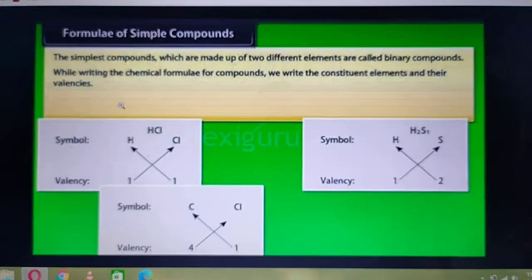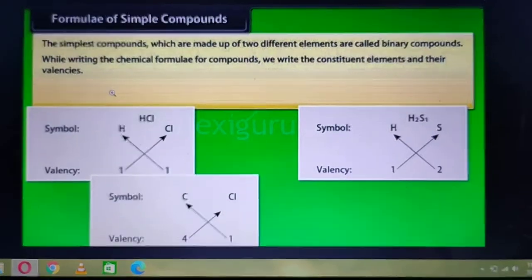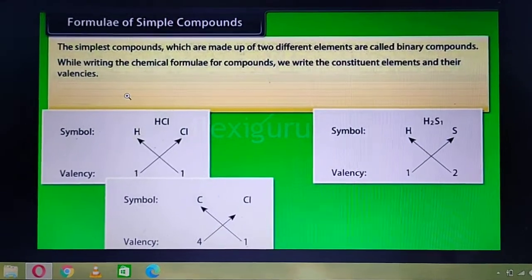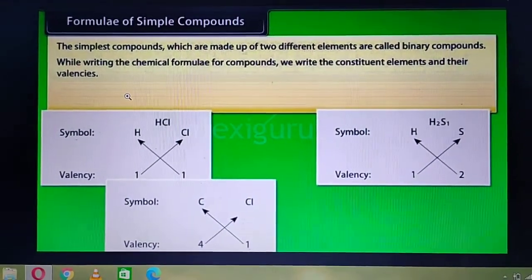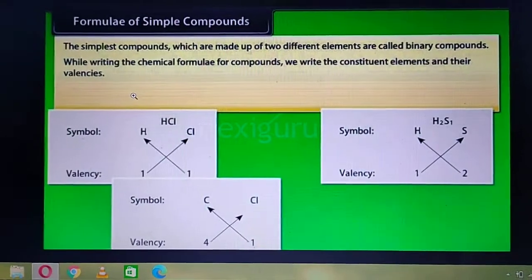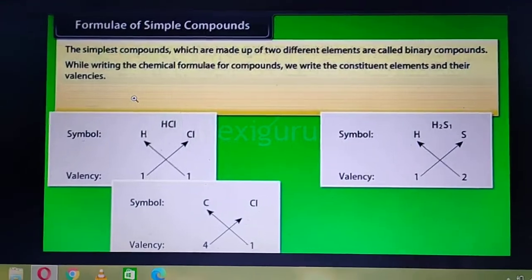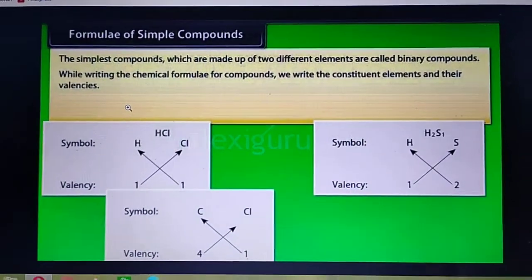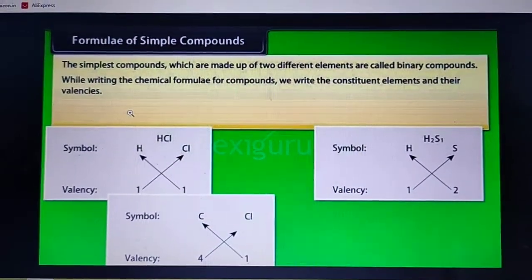Today we are going to discuss formulas of simple compounds from your chapter Atomic Structure. In this we are going to discuss the various formulas of different types of compounds. Like we know, every chemical compound has a specific name.